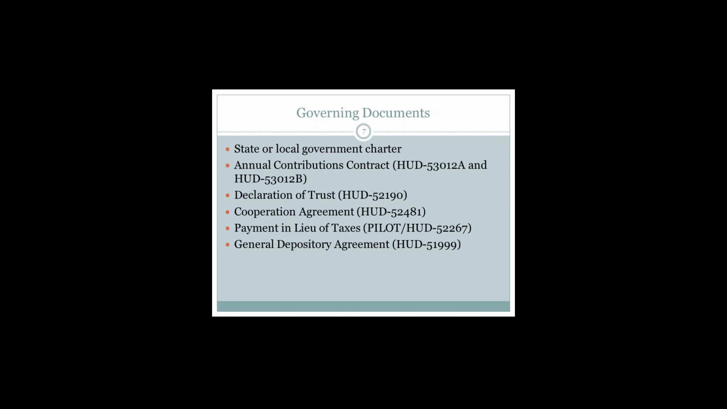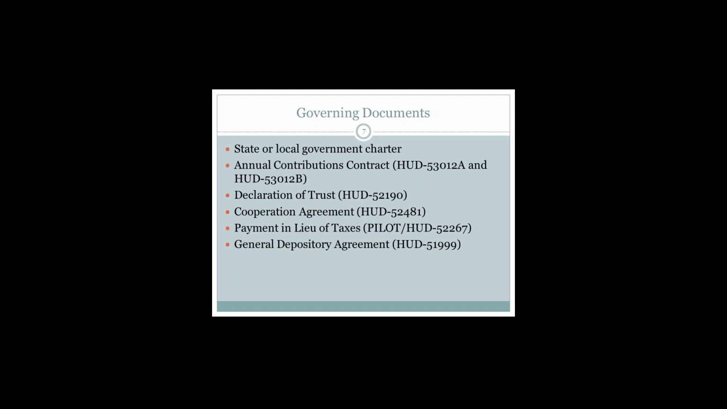There's an annual contributions contract, which is executed with HUD, which gives us the ability to transfer money. It tells us what we're going to transfer money for, and it tells them what their obligation is once they receive it. We're, I think, on our third iteration of the ACC, and the last major conversion happened in 1995.